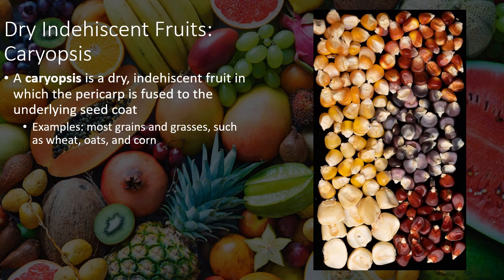Every single individual grain of corn had its own stigma, which we call the silks. So they are all individual fruits containing one single seed, a caryopsis.